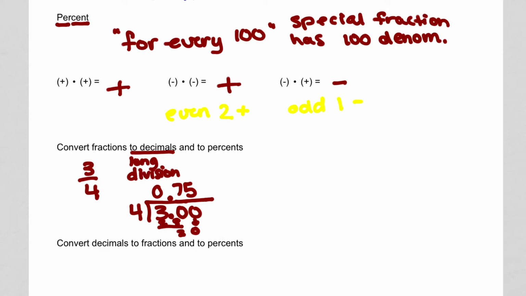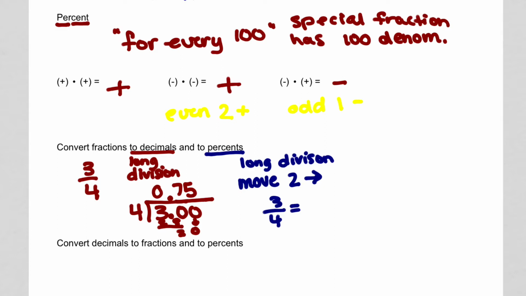I bring down the copy of the 0, and 4 goes into 20 5 times. So I know that I've got 0.75. That takes me from a fraction to a decimal. Now if I want to go from a fraction to a percent, well, I'm going to use that long division to get to the decimal, and then I'm going to multiply it by 100. So I'm going to move it 2 to the right. So here I used long division, and I found that 3/4 is the same as 0.75.